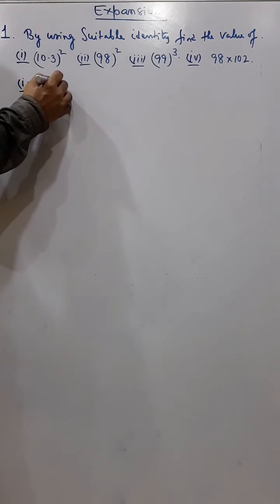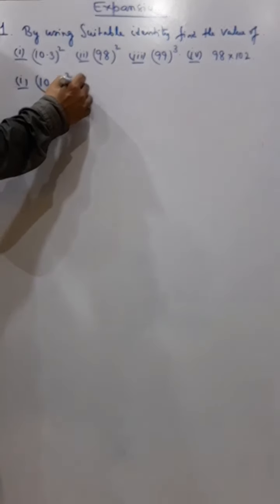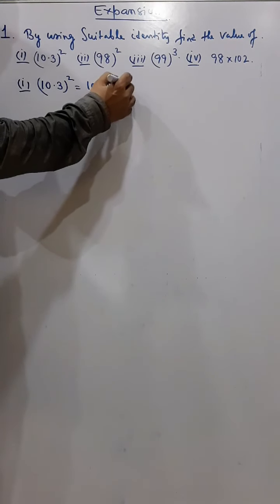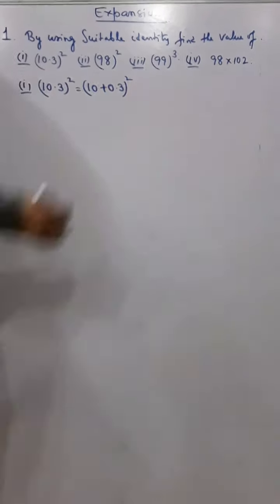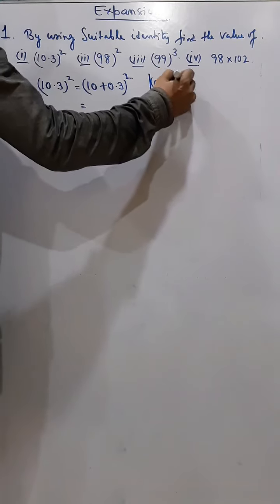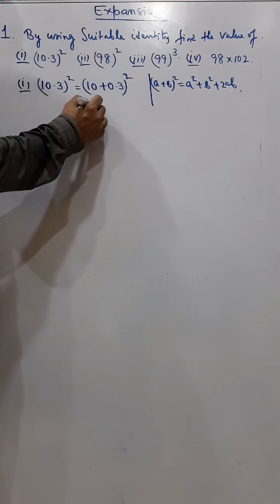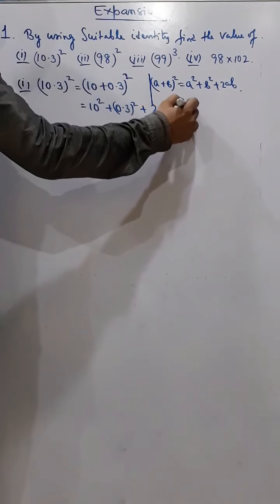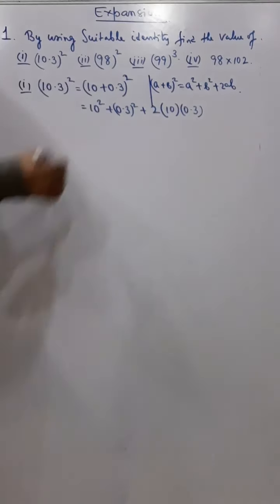Now number 1, it is 10.3 whole square. I can split this into 10 plus 0.3 whole square, and then we'll use the formula of (a plus b) whole square, that is a square plus b square plus 2ab. So here we got a square plus b square plus 2 into a into b, so 10 square, that is 100.